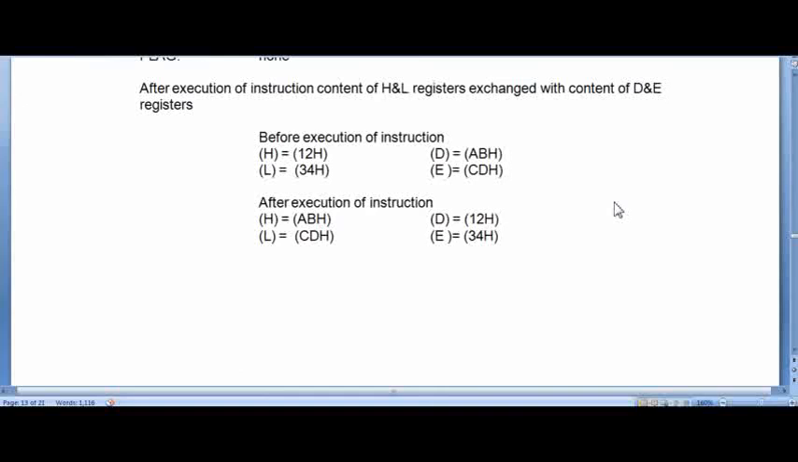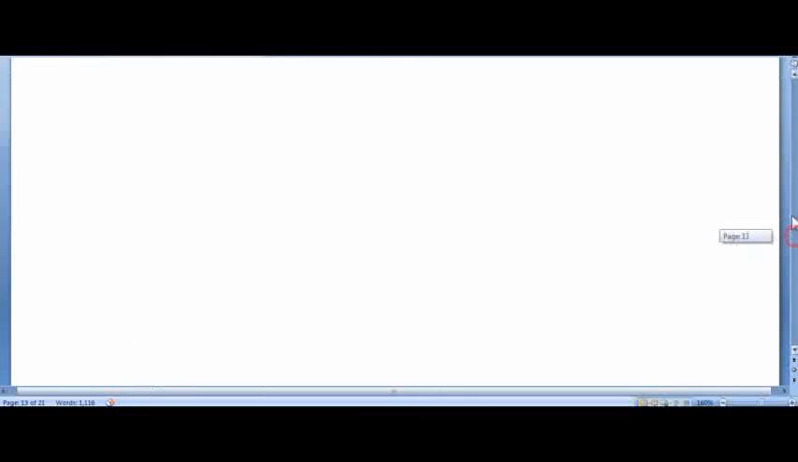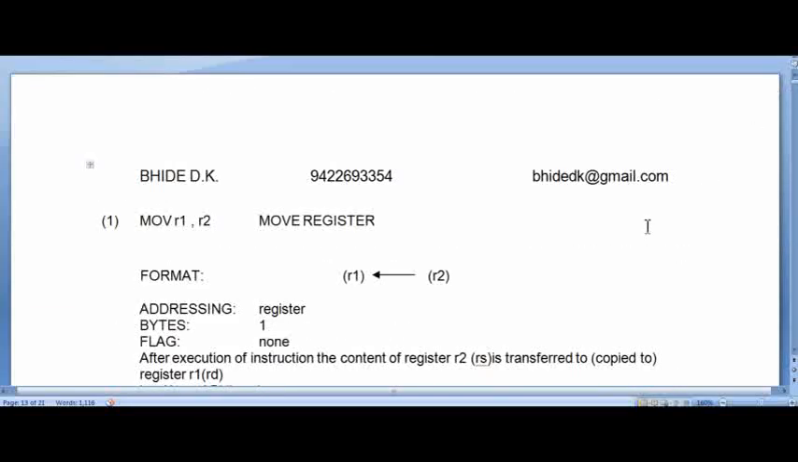One thing you have to remember: an address is represented with 4 digits and data is represented with a 2 digit hexadecimal number. Any register can accommodate only a 1 byte number, 8 bits, that is equal to 2 hexadecimal digits, that is equal to 2 nibbles. Okay, go through the instructions again once or twice, then only you can write the program.